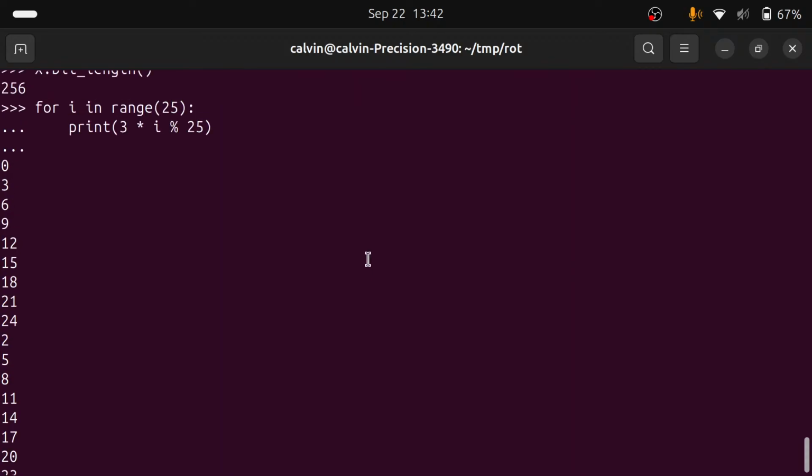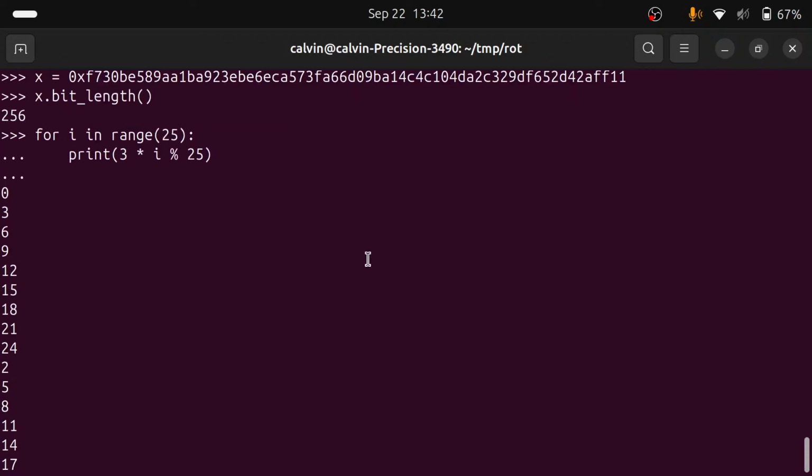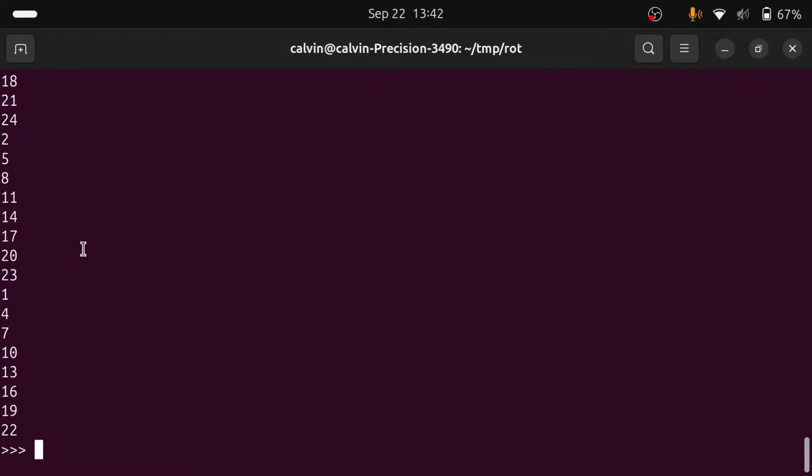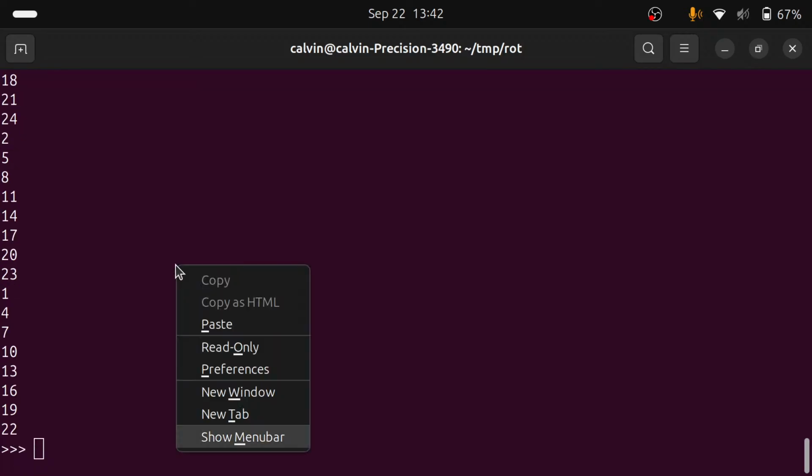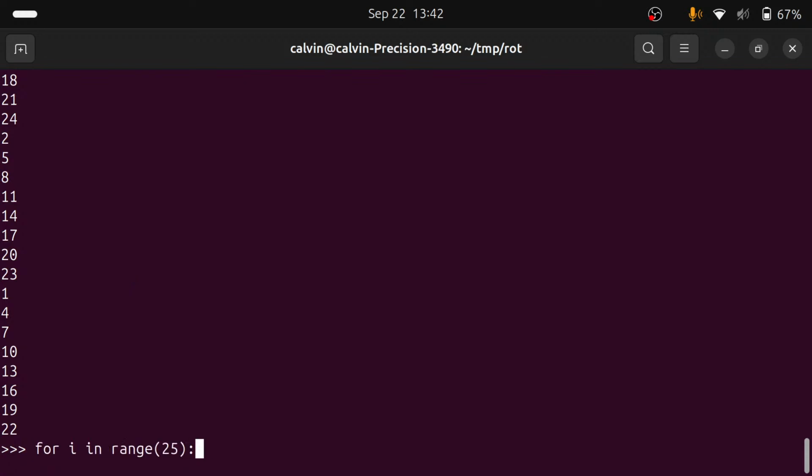And this is all of the values up to 25, but it is in an arbitrary order. One way to verify that we can be highly confident that this is all of the values up to 25 is we can reformat this as a list comp.